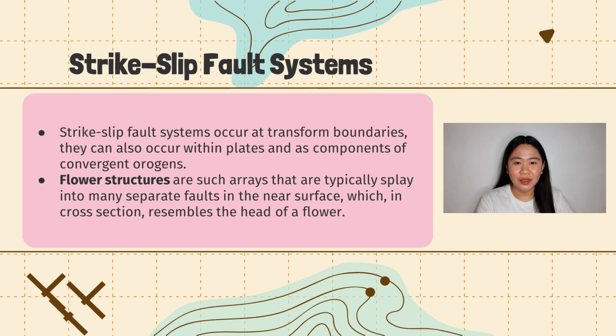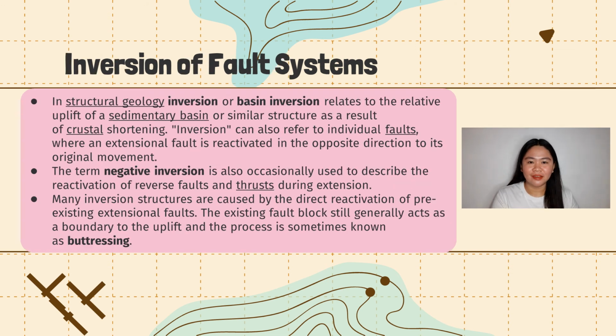Strike-slip fault systems. Strike-slip fault systems occur at transform boundaries, which are boundaries where two plates slide past one another without the creation or subduction of lithosphere. They can also occur within plates and as components of convergent orogens. Typically, they splay into many separate faults in the near surface, which, in cross-section, resembles the head of a flower. Because of this geometry, such arrays are called flower structures.